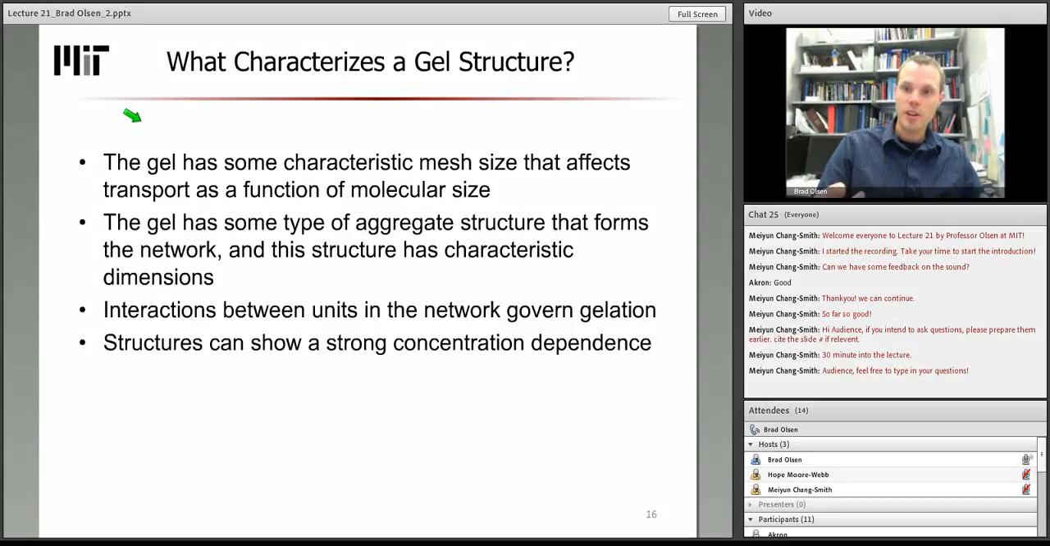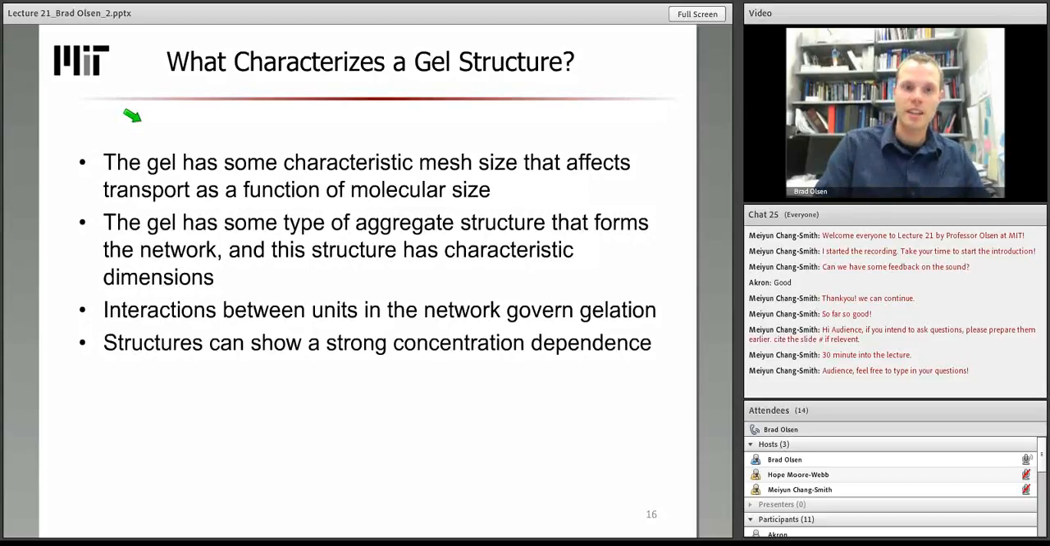Right? On a larger length scale, the gel may be homogeneous or inhomogeneous, depending on how it was formed, what its structure and interactions are. This may be equilibrium or kinetically trapped. And so there's also a large length scale structure to consider in terms of the gel. The interaction between units in the gel, be the units colloids or small molecules or polymers, will fundamentally govern gelation. And these structures can certainly show a strong dependence on their preparation condition and on the concentration under which the gel is being analyzed.